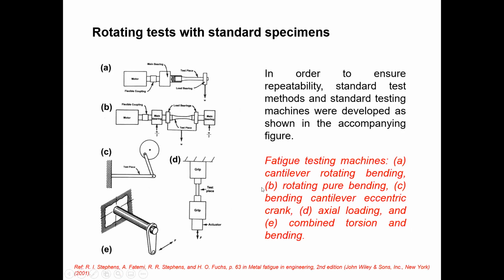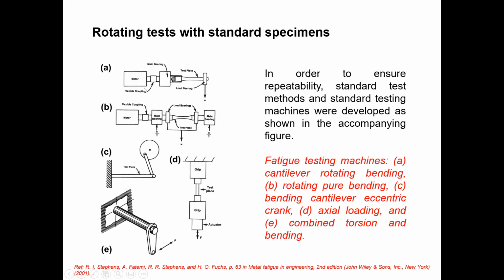So, rotating test with the standard specimen. You can see different types here. We need to know what mechanisms are available to check the fatigue strength. There is no exact method, but there are a few standardized methods. There are 5 methods you can see: A, B, C, D, E. These 5 models are what scientists basically use to measure the fatigue strength.